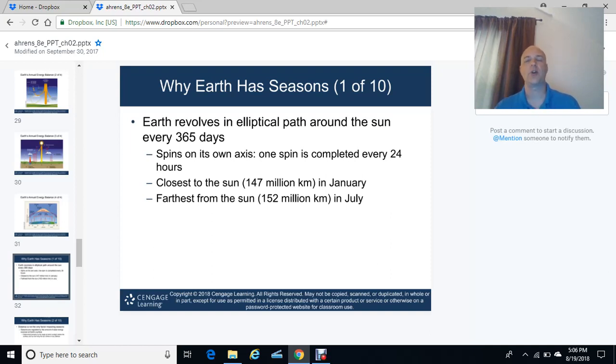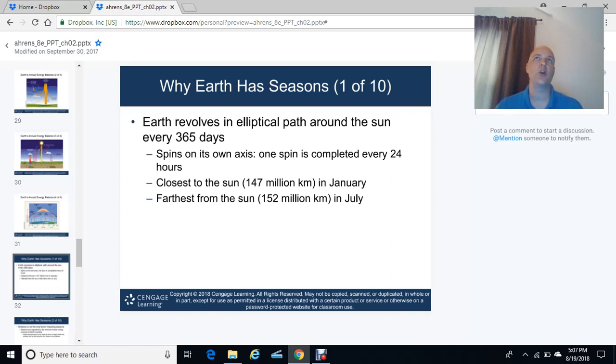All right? So the Earth is not revolving around the sun in a circular path. We're in an elliptical path. As the Earth revolves around the sun, it also is spinning on its own axis. One spin or rotation is completed every 24 hours, and that is why we have 24 hours in a day.